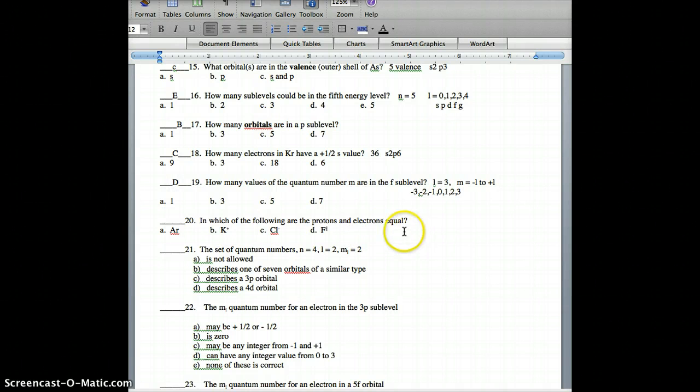Protons and electrons are equal if there is no charge. The only case where that happens is A. Here you've got one more proton than electron. You've lost an electron. Here you've gained an electron, and here you've gained an electron.